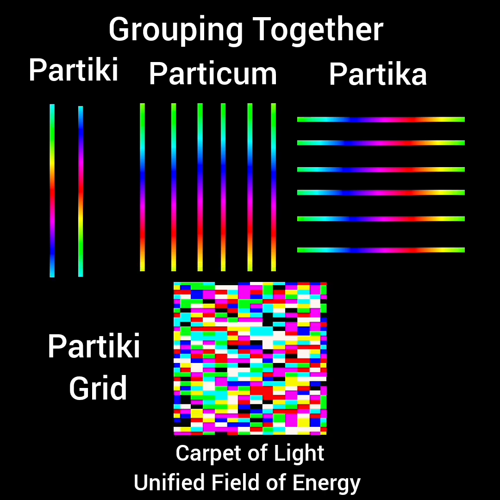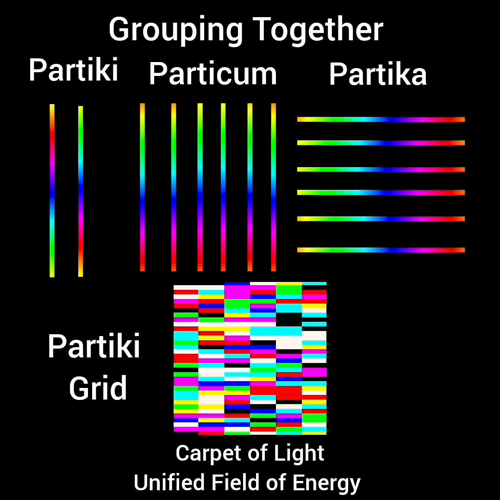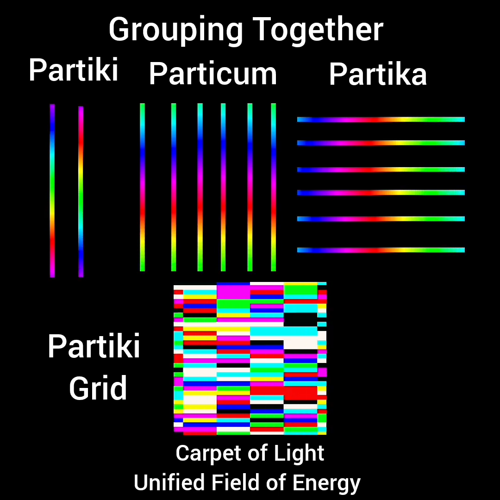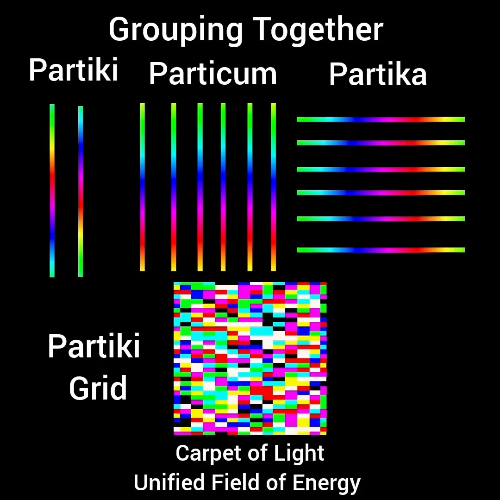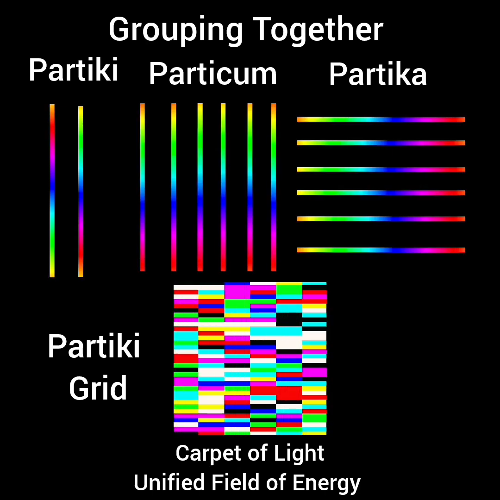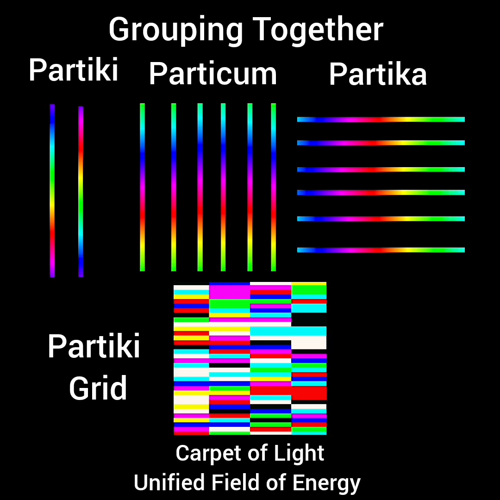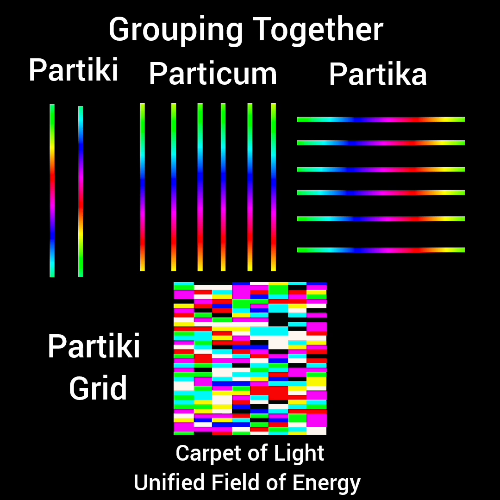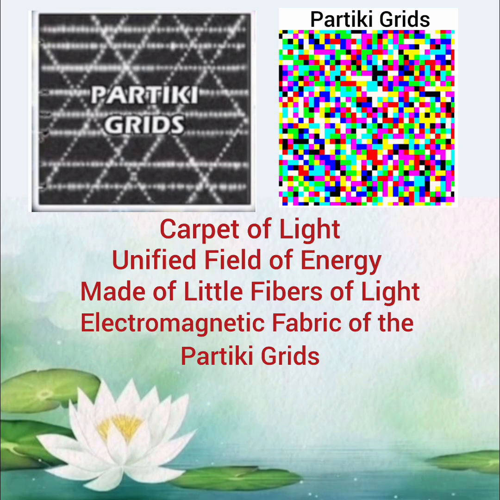And what are these strands? These strands are actually the electrotonal energy units. These strands group together to form the grids, which are the carpets of light, made of little fibers of light, and that is actually the unified field of energy that exists within everything. So basically, in very simple terms, the partiki grid is the carpet of light, the unified field of energy, which is made up of little fibers of light, the electromagnetic fibers of partiki grids.